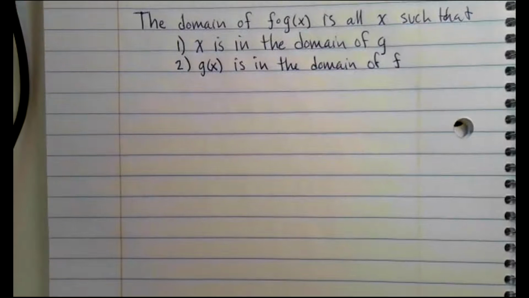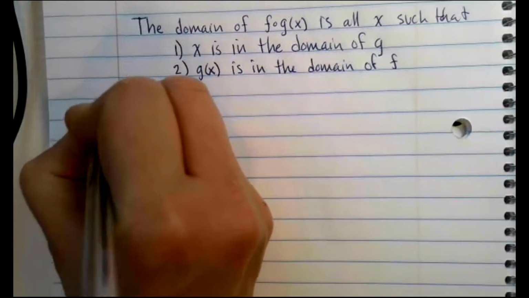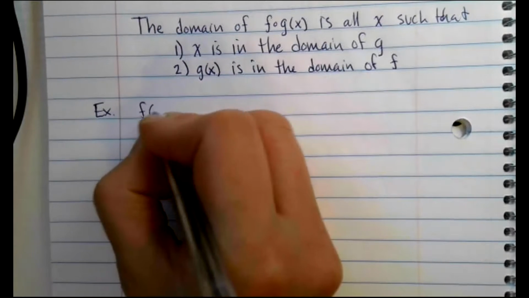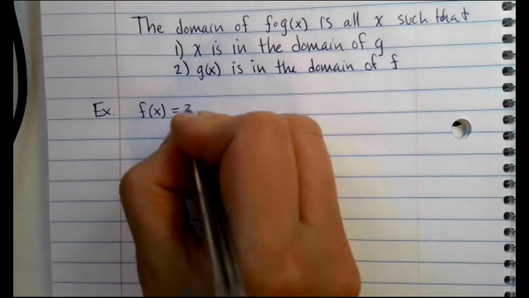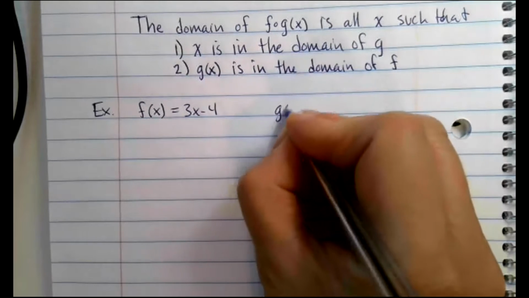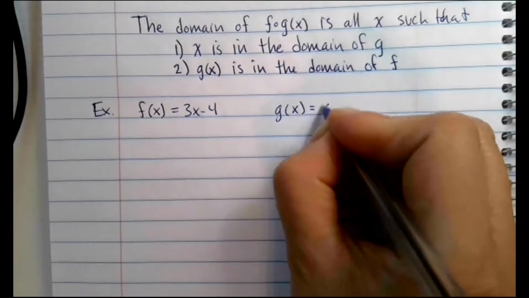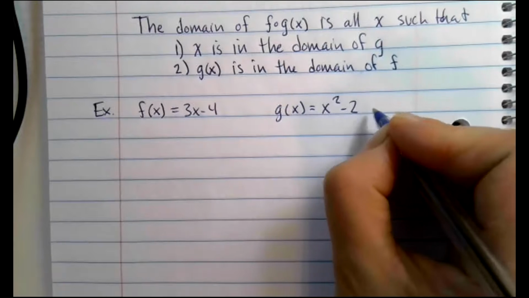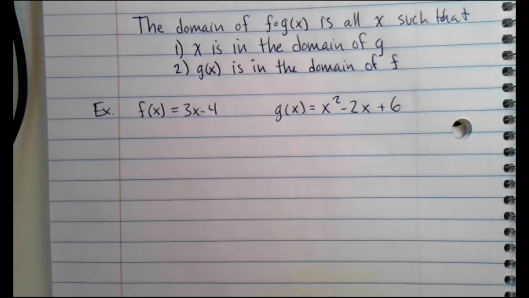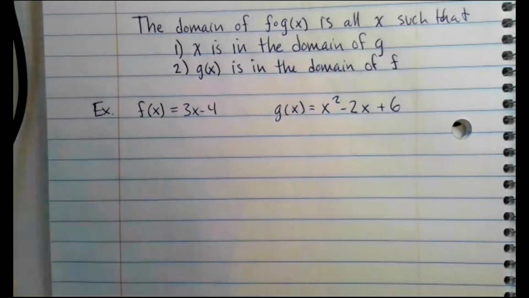So let's do a couple of practice ones so you can see how this works. So for example, let's define f of x is 3x minus 4. g of x is x squared minus 2x plus 6. So we can compose these functions. We can put them together two different ways.